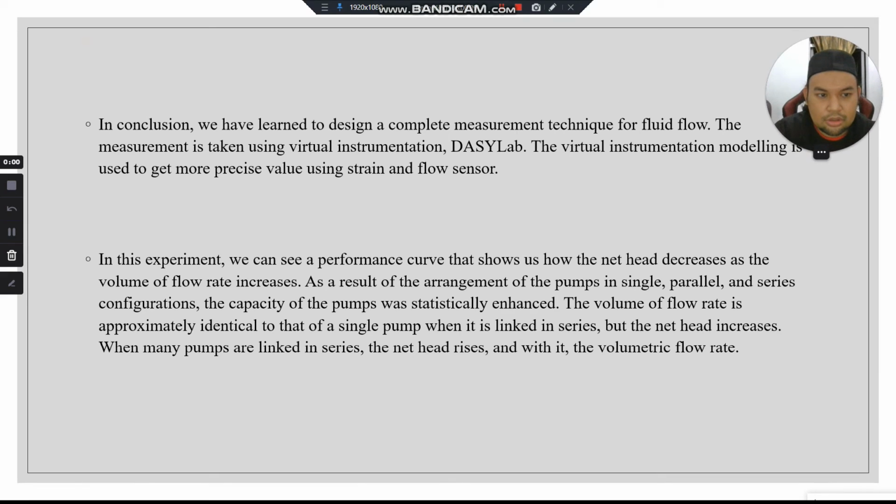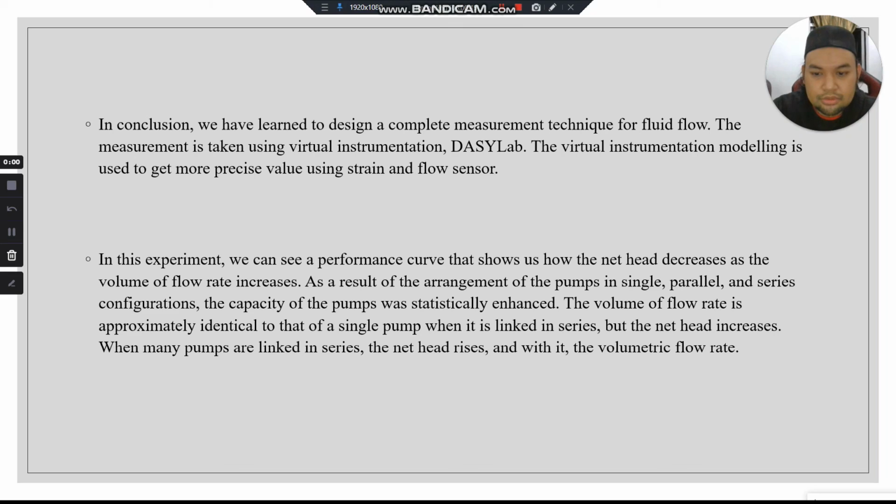For the conclusion, we have learned to design a complete measurement technique for fluid flow. The measurement is taken using virtual instrument, LabVIEW, and the virtual instrument modeling is used to get precise values using strain and flow sensors. In the experiment, we can see the performance curves that show that the net head decreases as the flow rate increases as a result of the arrangement of the pump in single, parallel, and series configuration. The capacity of the pump was statically enhanced.